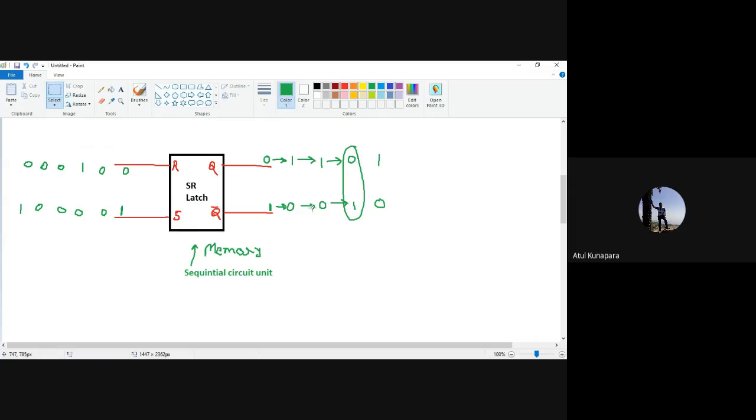Am I making this thing clear to everyone? What this latch is, SR latch or RS latch, what you can say for it? Clear, sir. Right.